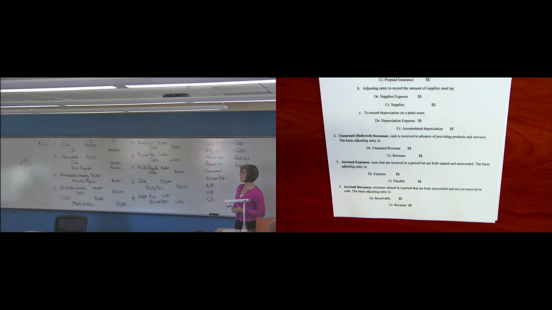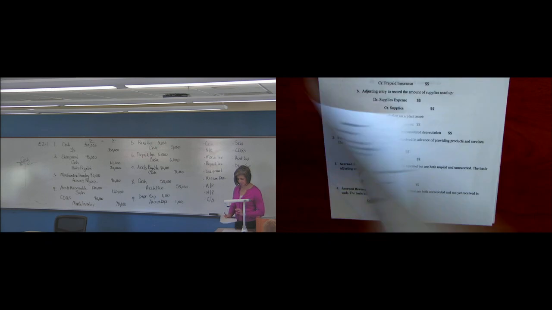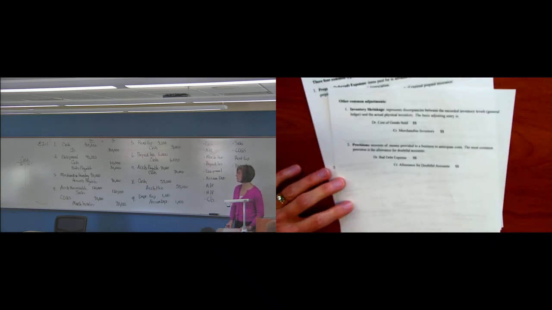And then we have accrued expenses. And then we have accrued revenues. Is any of this ringing a bell from Accounting 101? Little bells, huh? Then on the back, these are some other common adjustments.